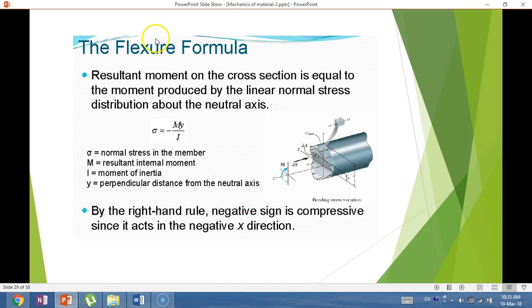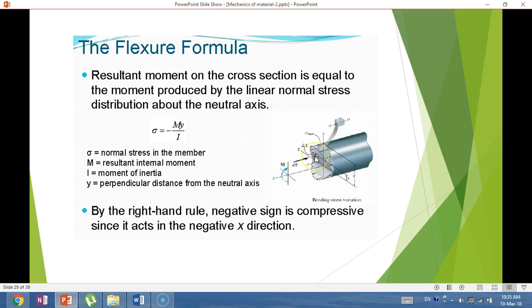Hello again. Now we are getting another expression for the stress, which is the stress is equal to minus My over I. How does this come about? Due to the sagging moment which we have talked about, there is a stress here in the upper portion which is compressive, accompanied by the stress in the lower portion which is tension.